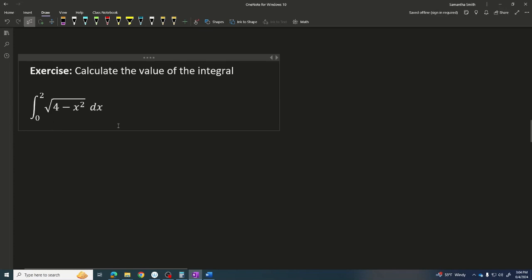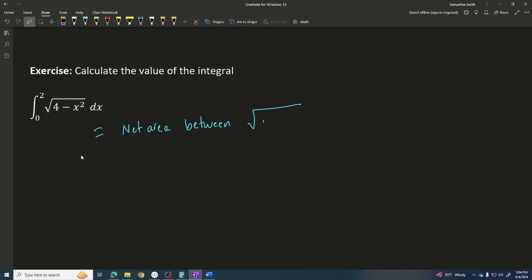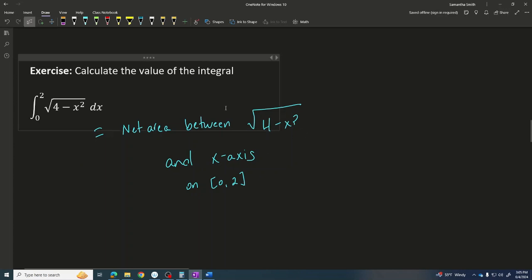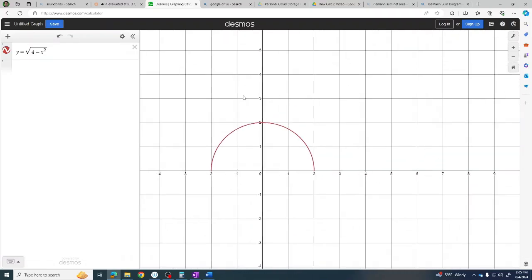And so what I'm going to show you is that this problem can be answered almost immediately, like in a couple of seconds, if you take the graphical approach to this problem and you answer this using the idea of net area. So reminding myself once again that the value of this integral is exactly the same as the net area between the graph of this function and the x-axis on the interval from 0 to 2, I'm going to get myself over to Desmos and I'm going to have a look at the graph of this function to see if anything stands out to me as interesting. So here is the graph in question.